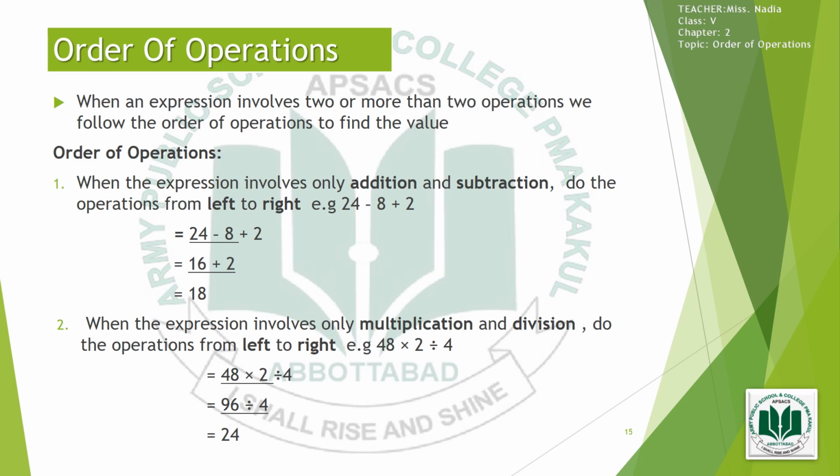Number 2, when the expression involves only multiplication and division, we also do the operation from left to right. That is, we will do the operation that comes first. For example, 48 multiplied by 2 divided by 4. First, we will multiply 48 and 2 and then divide the answer by 4.